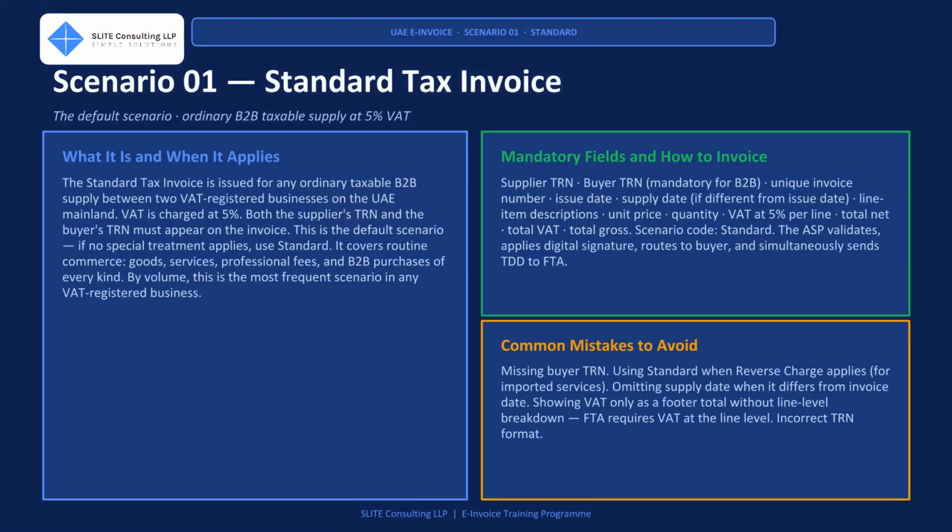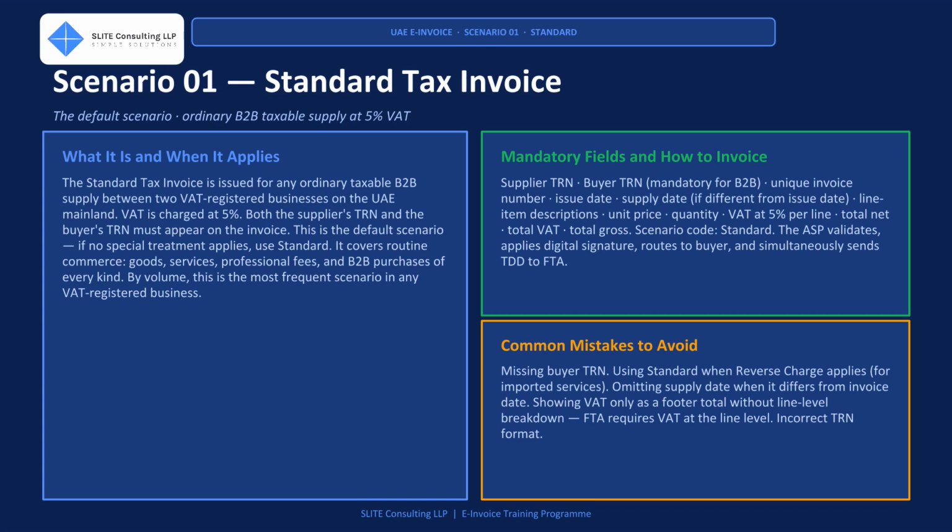Scenario 1 is the standard tax invoice, your default for any ordinary B2B taxable supply between 2 VAT-registered businesses on the UAE mainland, charged at 5% VAT. Both supplier and buyer TRNs are mandatory. By volume, this is the most frequent scenario you will encounter: routine commerce. Goods, services, professional fees, everything.